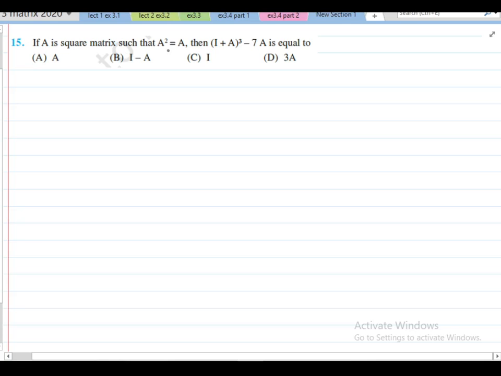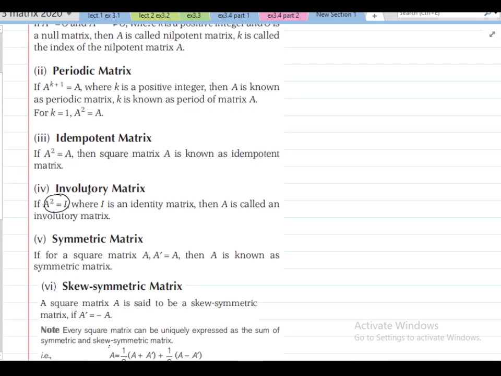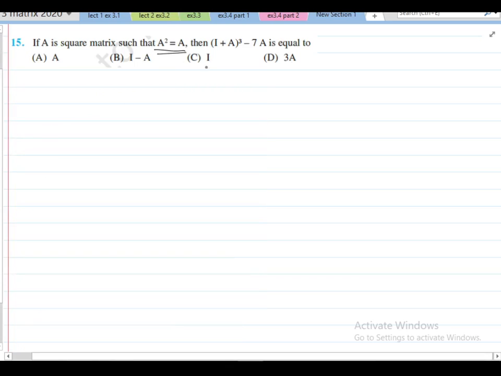If A is square matrix, such that A square is equal to A, then I plus A whole cube minus 7A is equal to? A square is equal to A, that means it is idempotent matrix કહેવાય. અહીંયા થોડી સ્પેસ આપજો. Idempotent matrix. 1 પ્લસ A ધી હોલ ક્યુબ માઇનસ 7A આપણે ફાઇન્ડ કરવાનું છે.